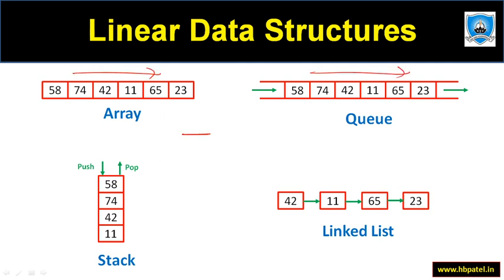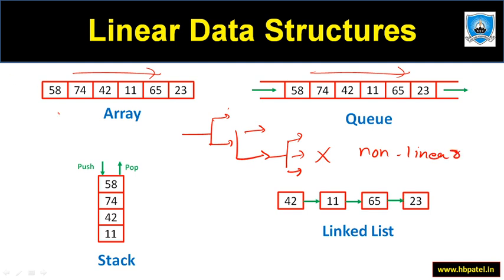There is nothing like from one, then there are two items, and then again here you can have two more items, from again you can have three items. No, this is a non-linear structure. And in our example, whether it is array, whether it is queue, whether it is stack, or whether it is linked list, all of these are examples of linear data structure.